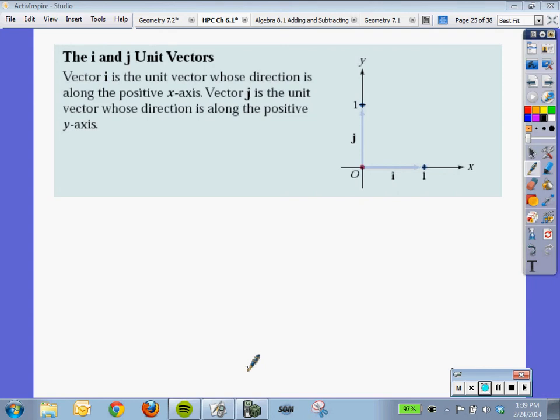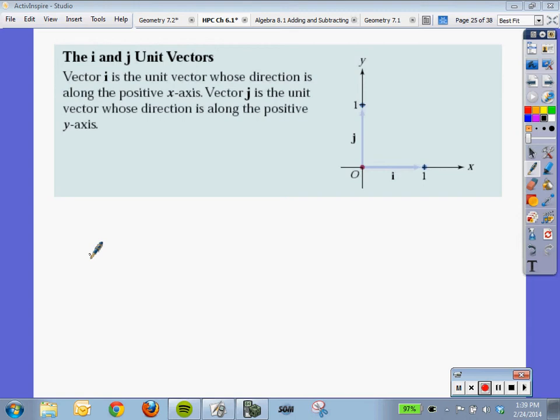You guys might have noticed that in your book, you probably saw some problems that dealt with i and j, right? It might have thrown you off just a tad bit. We didn't get to talk about it last time. The i and j unit vectors, this is just another way of representing component form. Okay.